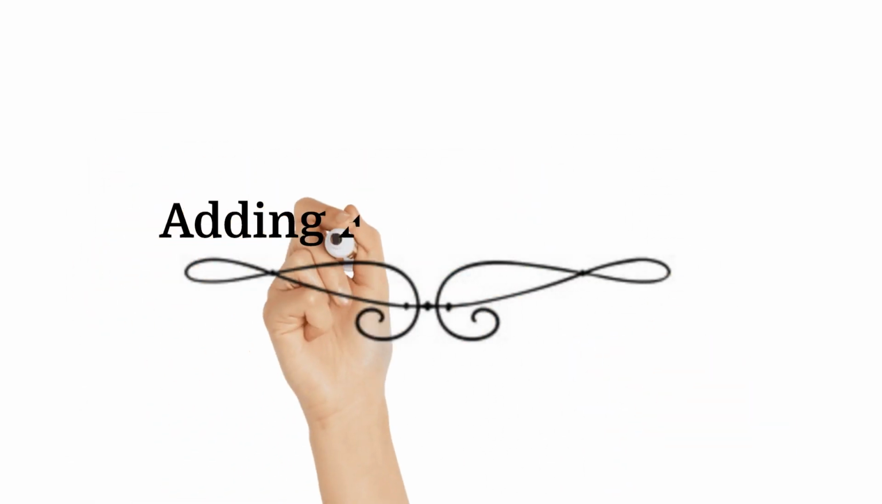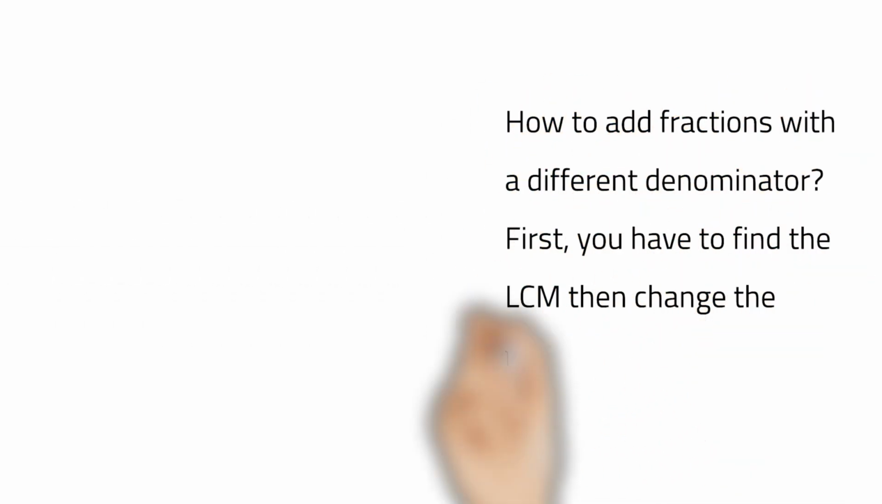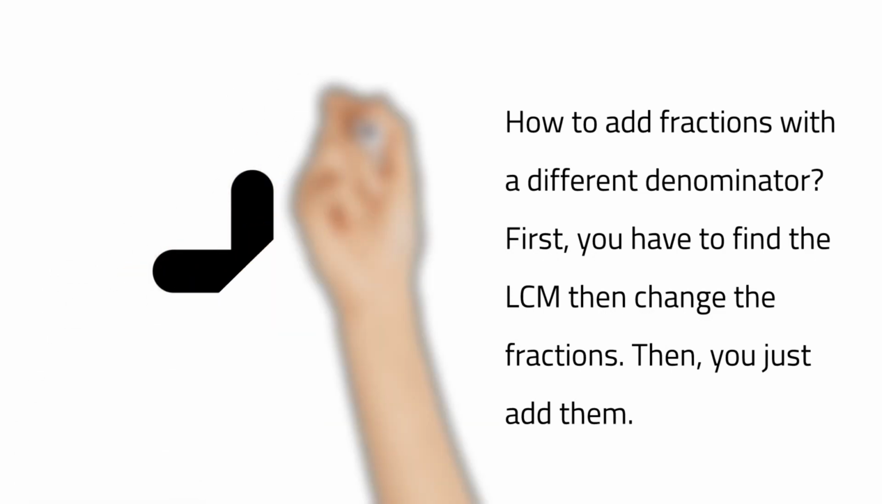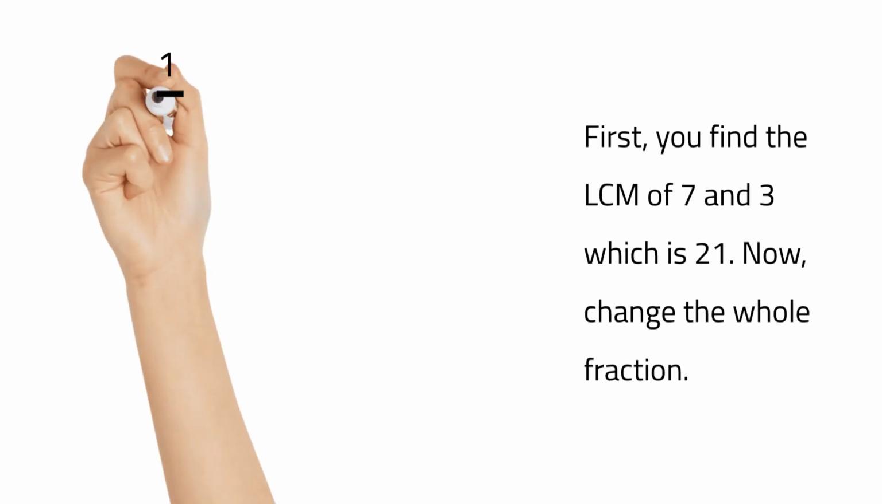Today we'll be talking about adding fractions part 2. How to add fractions with a different denominator. First you have to find the LCM, then change the fractions. Then you just add them. First you find the LCM of 7 and 3 in our example, which is 21.